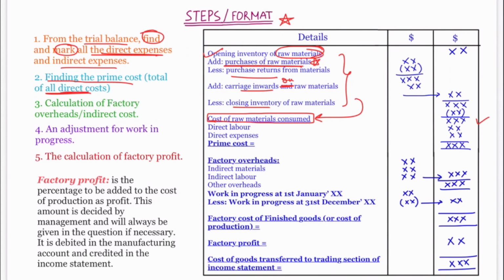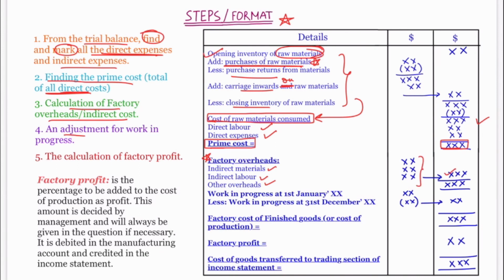Now after this you can write the total of direct labor and direct expenses given in the question, and the total of these three will give you the prime cost. Now the next step is the calculation of factory overheads or indirect costs. Now factory overheads over here comprise indirect materials, labor and other overheads. Add all of these three to get the total of factory overheads.